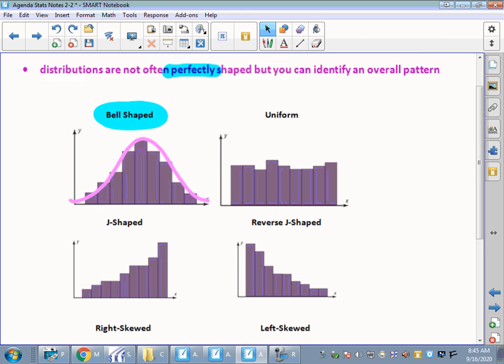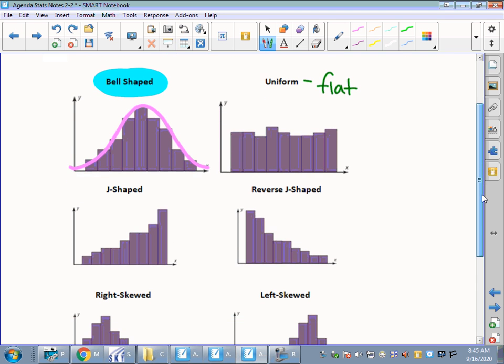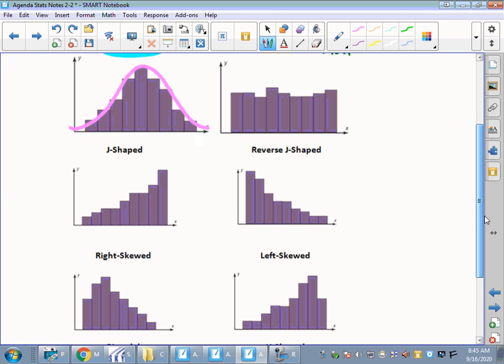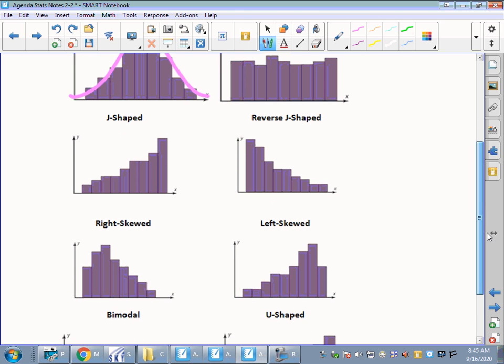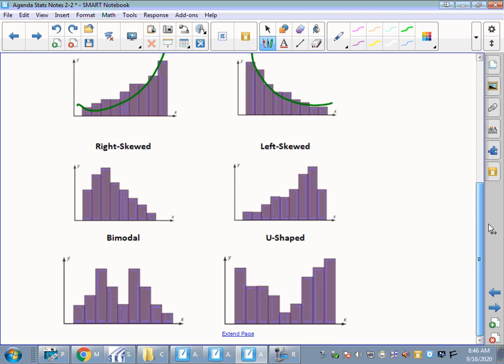So uniform is flat or relatively flat. J-shaped. I don't use J-shape and reverse J-shape, so obviously this would be my J. This would be a backwards or a reverse J. I like the right and left skewed. We're going to use these ones a lot. So take a look at right and left skewed. People always mess up which way it is.